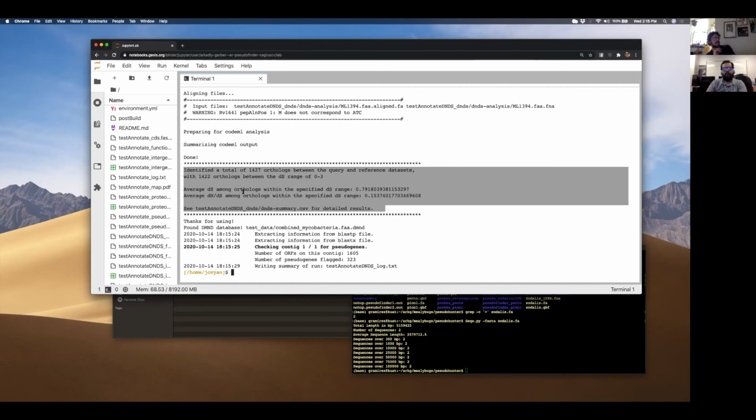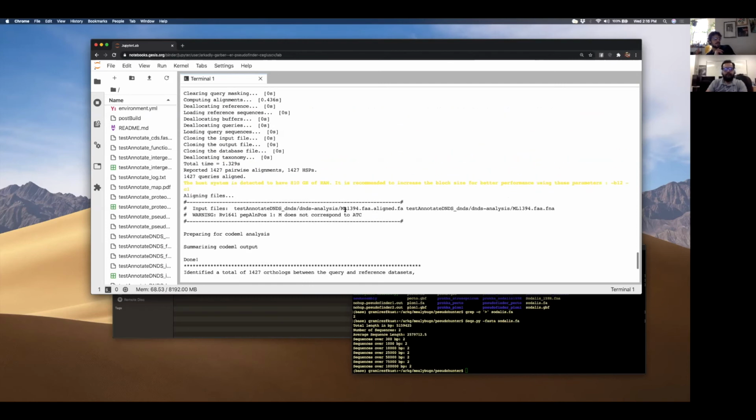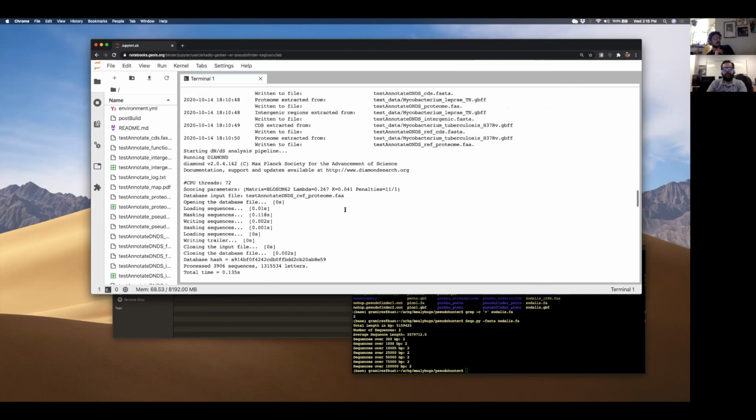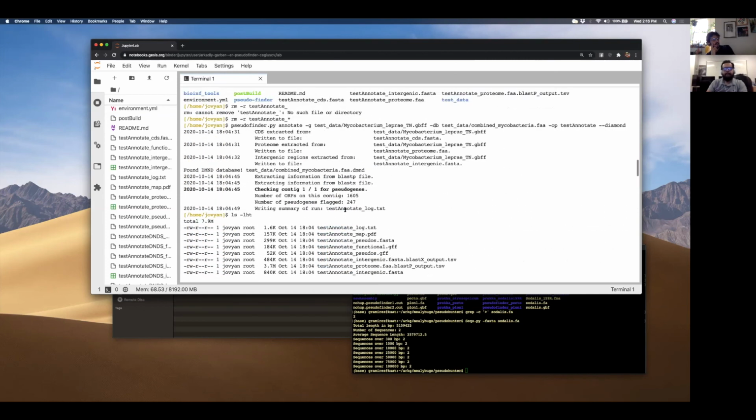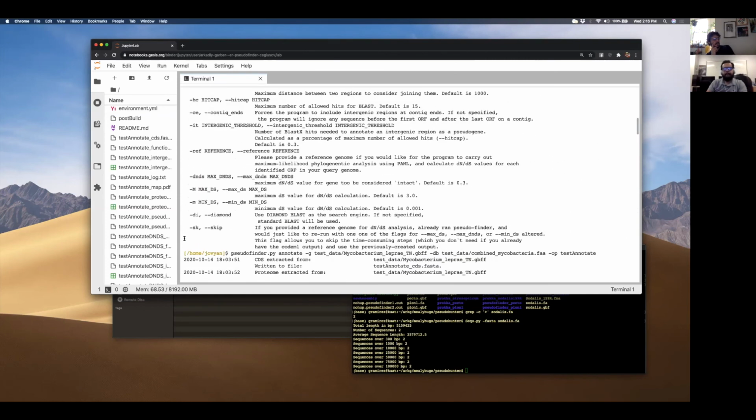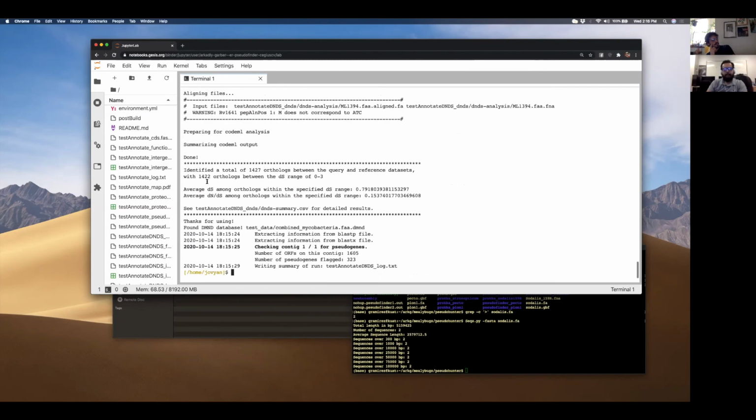Average DS among orthologs within the specified range is 0.8, and the average DNDS is 0.15. Okay. So when we ran this program, we went with the default DNDS cutoff of 0.3. So anything above 0.3 is going to be predicted to be a pseudogene.